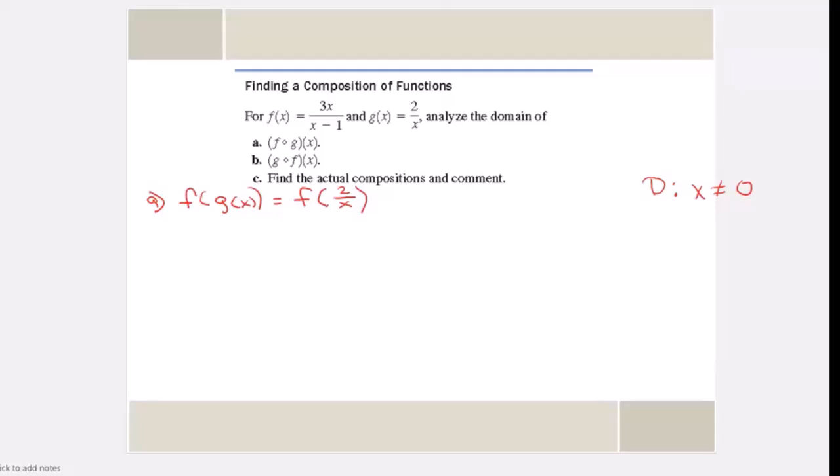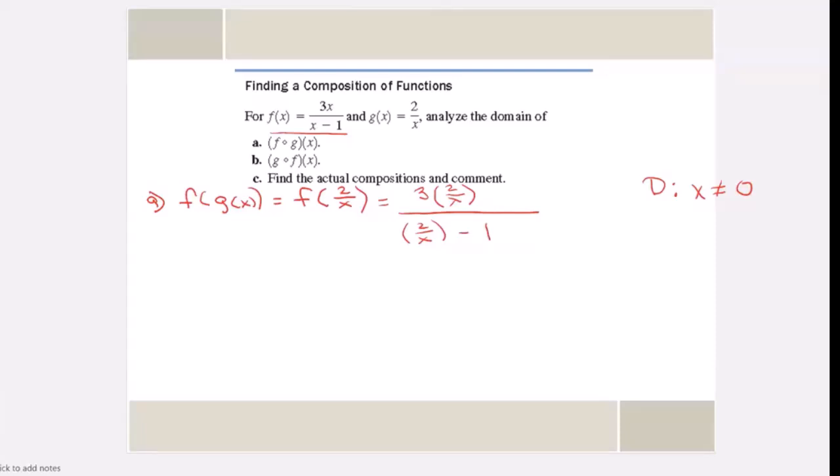There is no such thing. So as long as I say x can't be equal to 0, I've passed through my first function. Then I plug this 2 over x in to the f of x function everywhere there's an x. So I would have 3 times 2 over x divided by 2 over x minus 1.